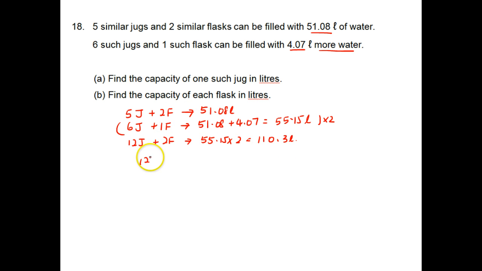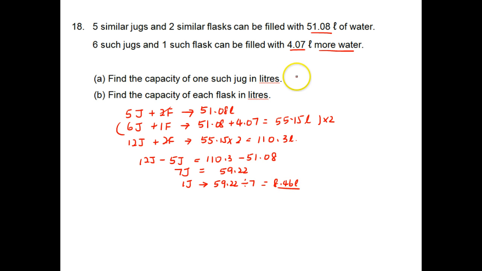So 12 jug minus 5 jug, and I can subtract away the 2 flasks. 110.3 minus 51.08, which is 59.22. So 7 jug is 59.22. 1 jug will be 59.22 divided by 7, which is 8.46 liter. So my 1 jug is 8.46 liter.